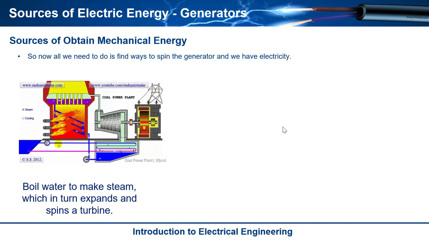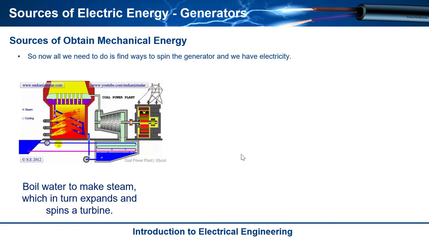So the steam expands and it's super hot and it's actually pumped through fins, or a turbine, and it'll cause it to spin. So all you need to do is find some source of heat. So that is literally where almost all of our electricity comes from. It's just boiling water to make steam, which in turn expands and spins a turbine. So now here's the trick of it. How do you boil water? And that's where you start seeing all these different sources.